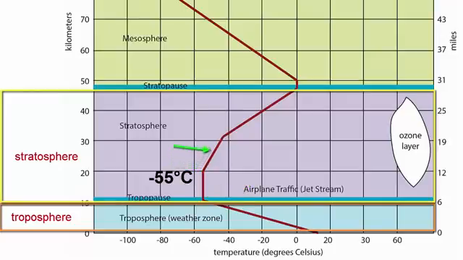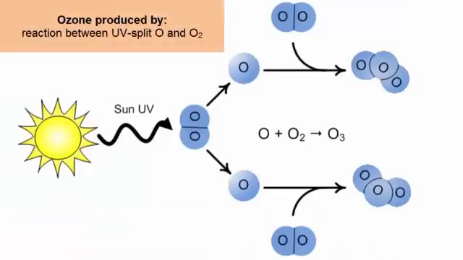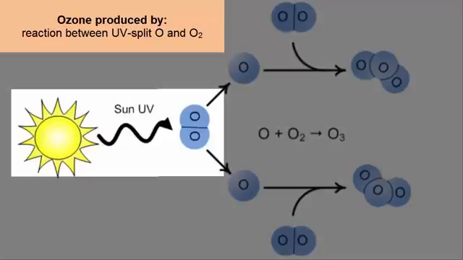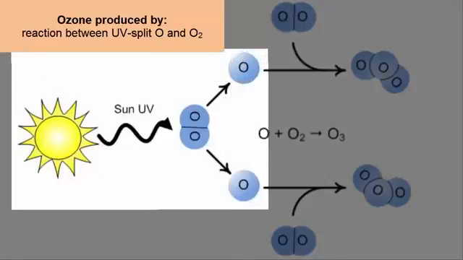The stratosphere, on the other hand, warms back up again as you move into and above the ozone layer. In the ozone layer, the sun's radiation, which is ultraviolet, collides with the oxygen molecules, O2, and splits them.